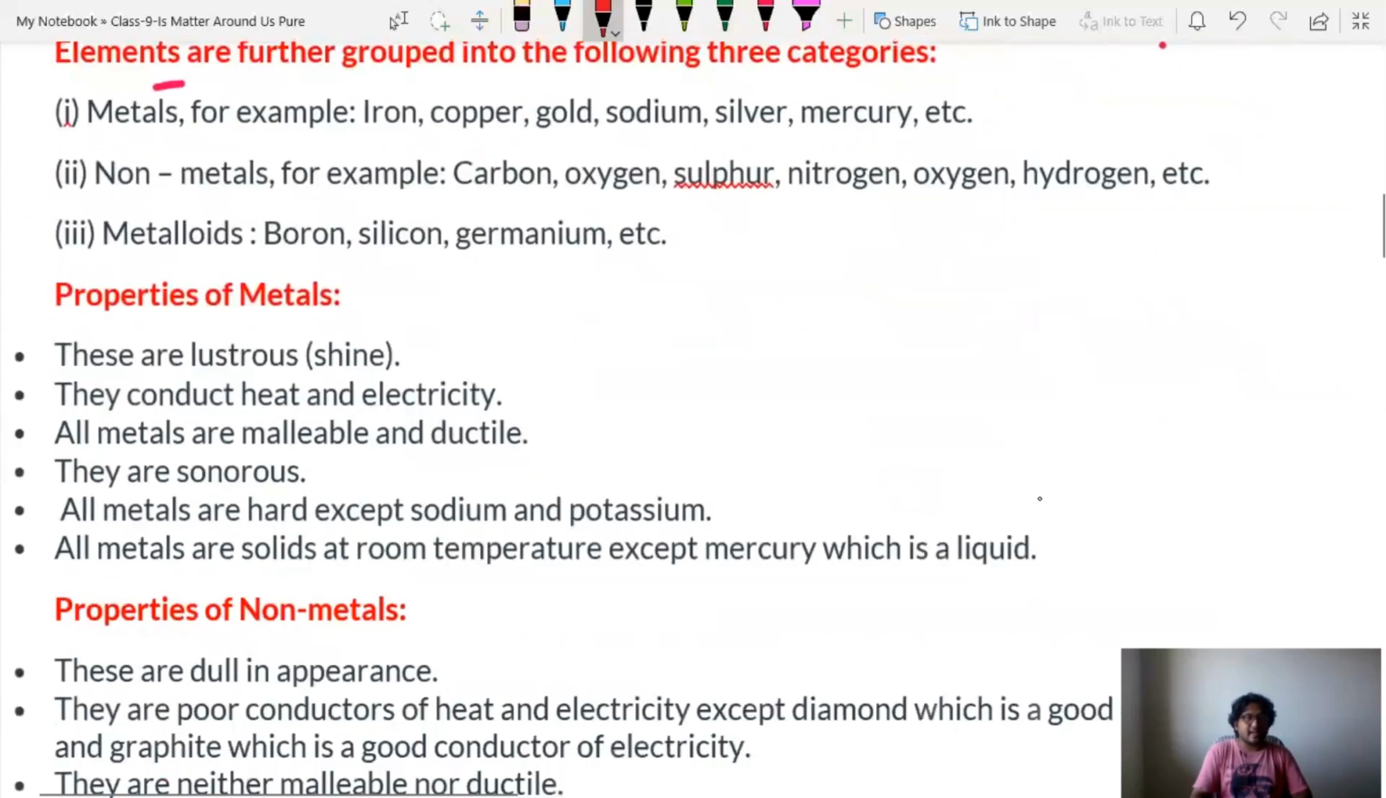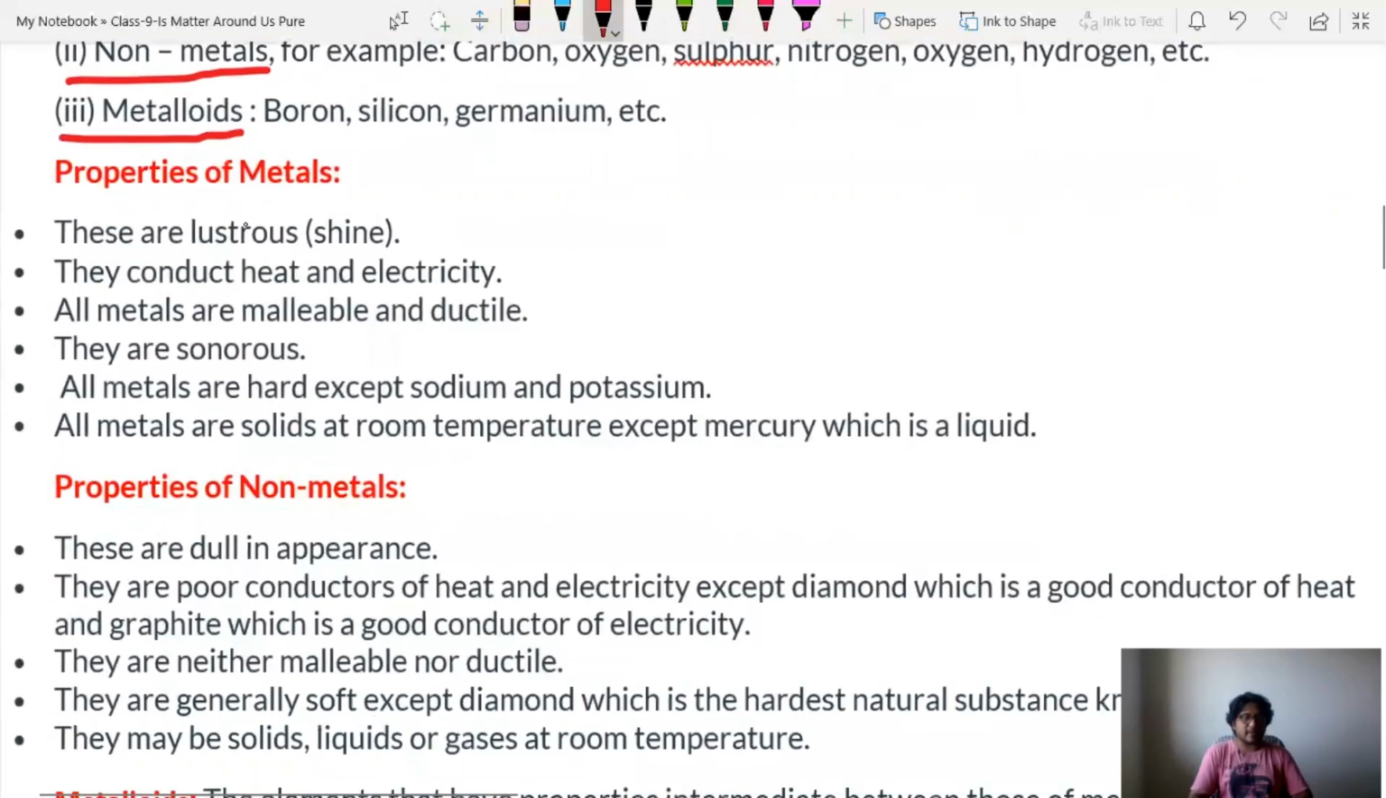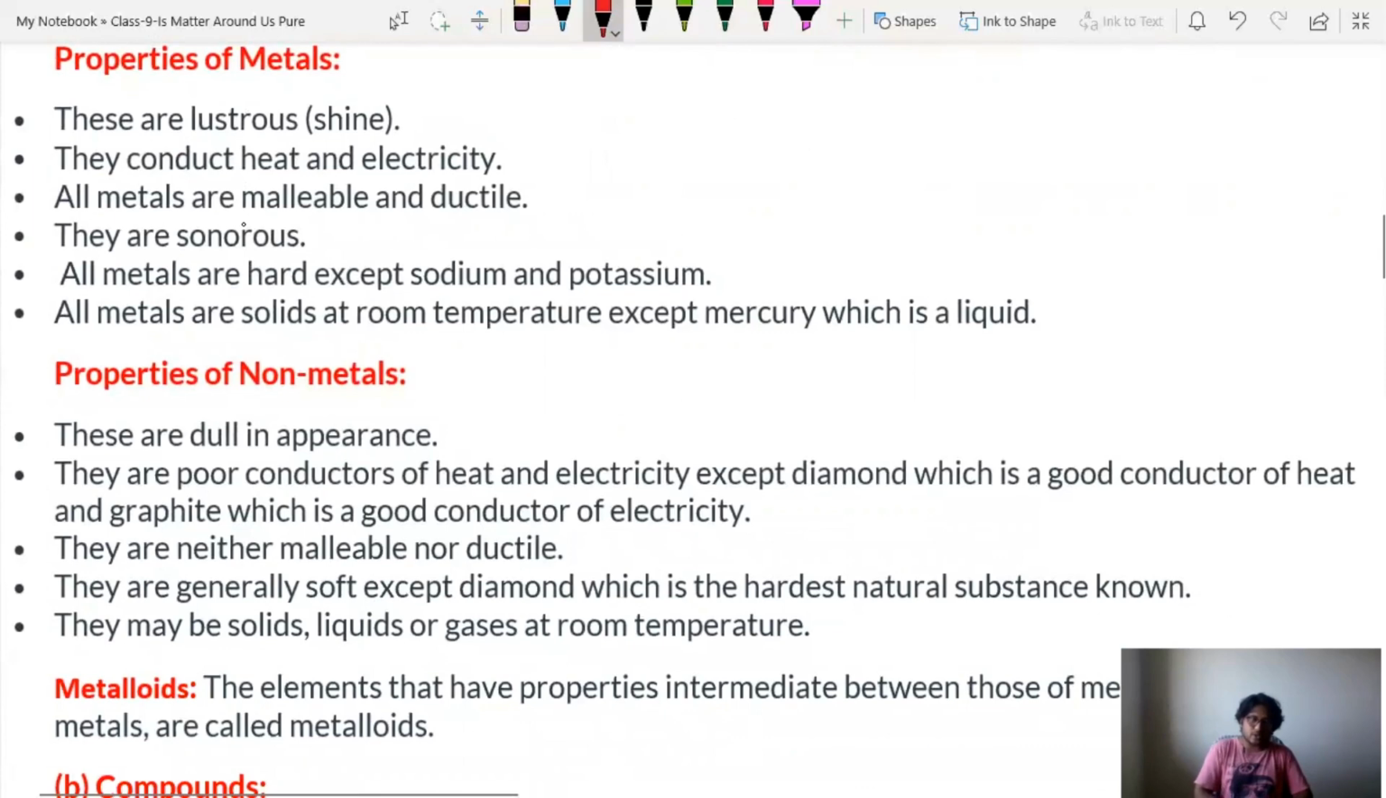Again, elements are further divided into three categories. First one, metals. Second, non-metals. Third, metalloids. In 8th class, we have learned what is a metal, what is meant by a non-metal and what is meant by a metalloid. Once again, let us try to understand all their properties.